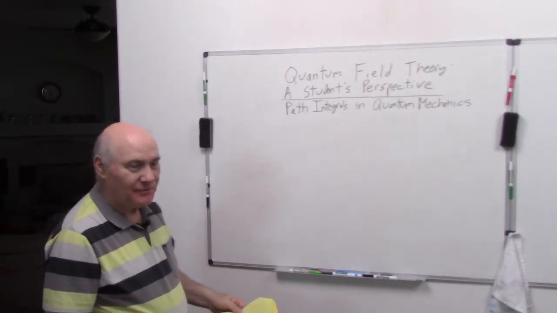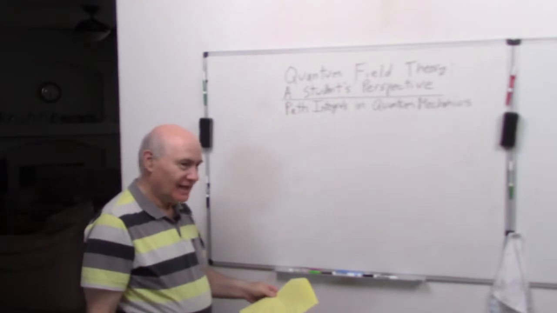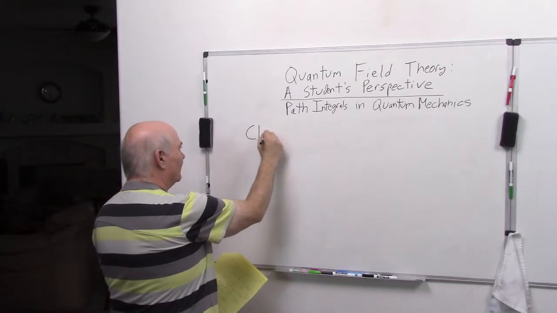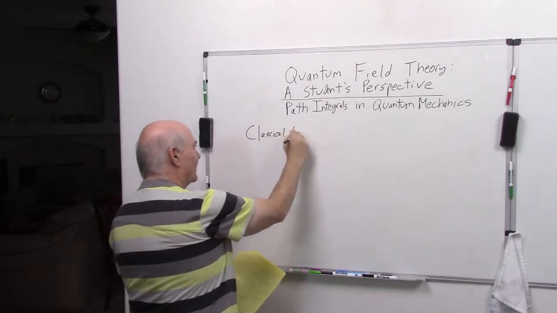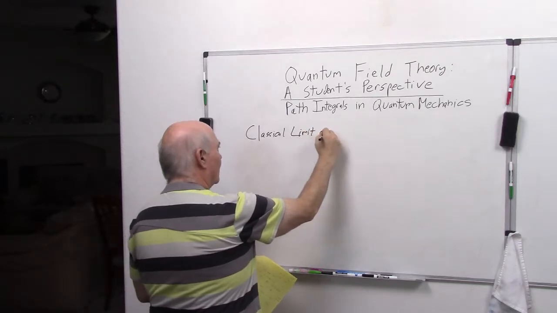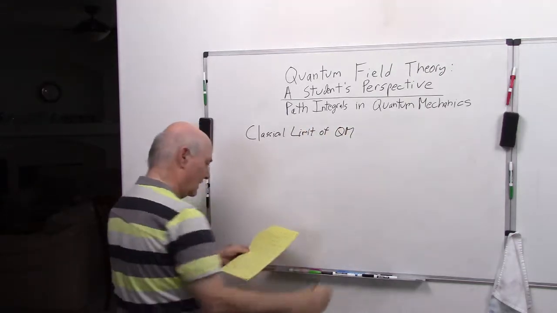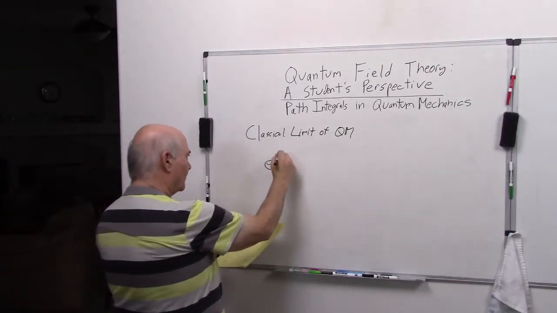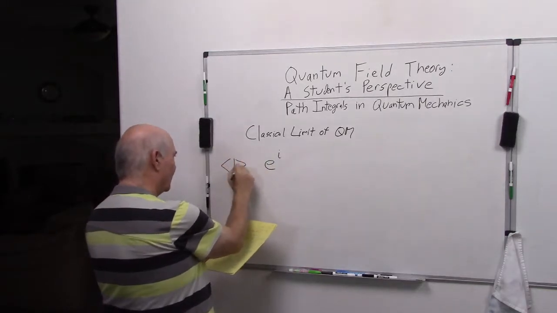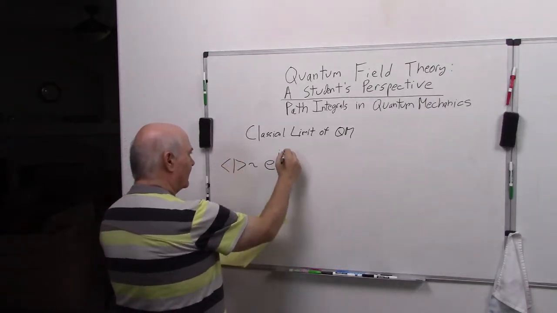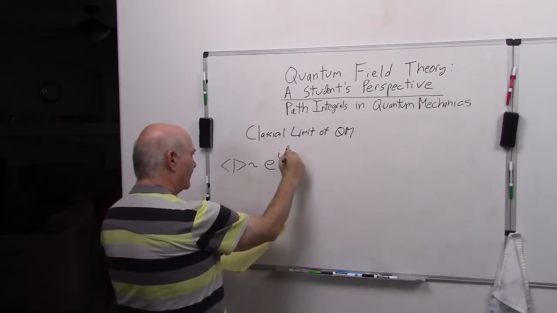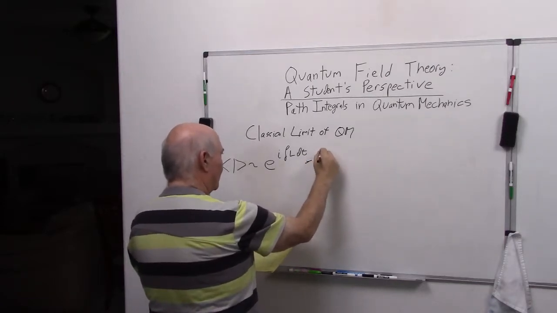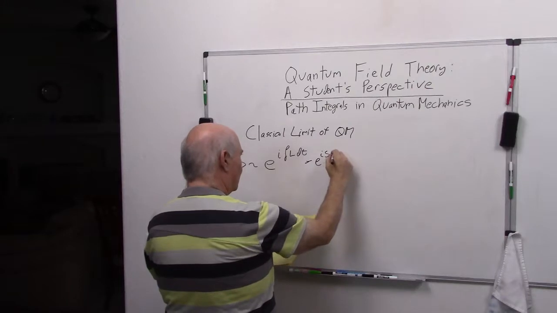I do want to discuss very briefly some easy aspects. One of the reasons why path integrals are so important is that it's easy to see the classical limit of quantum mechanics. To see this, the amplitude is proportional to e to the i times the integral of L dt, or we could write this as e to the i S over h bar.